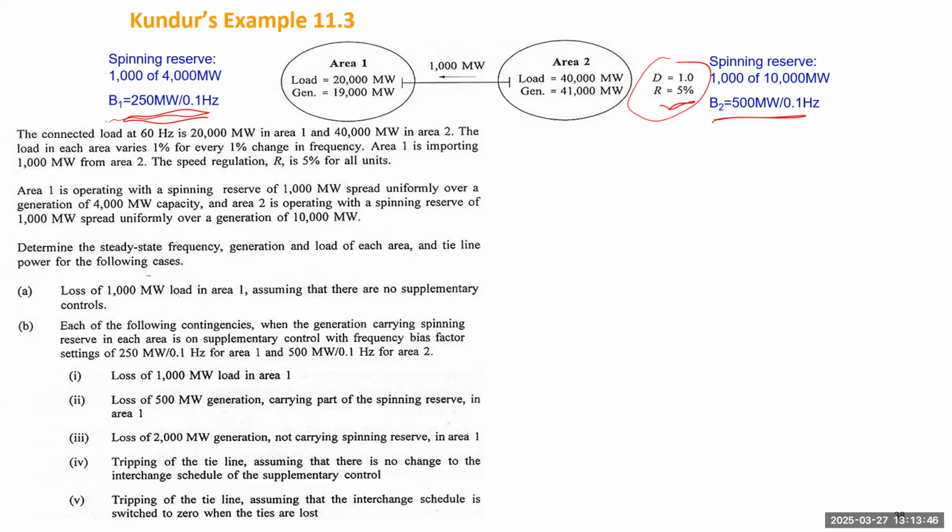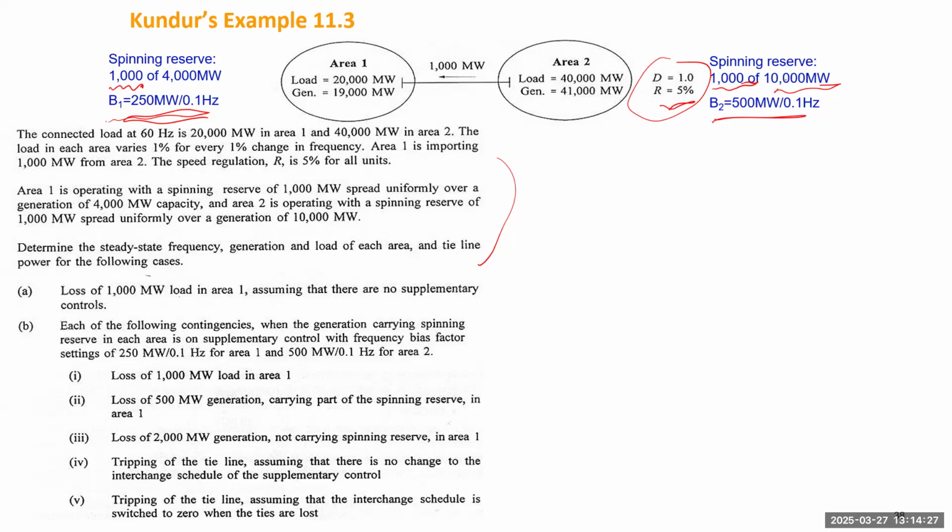Regarding spinning reserve, if you read through this question, they tell you for area 1, it has 1,000 megawatt spinning reserve, evenly distributed among 4,000 megawatt capacity of the generators that are running there. In area 2, it also has 1,000 megawatt spinning reserve, evenly distributed among 10,000 megawatt capacity of generation. So with that information available, we want to answer a number of questions.